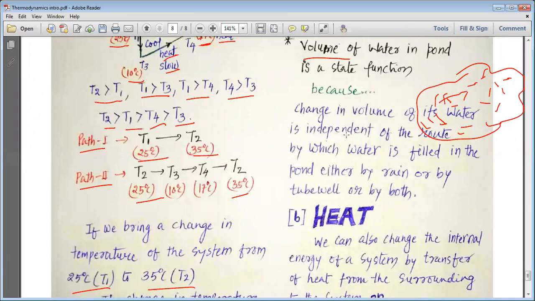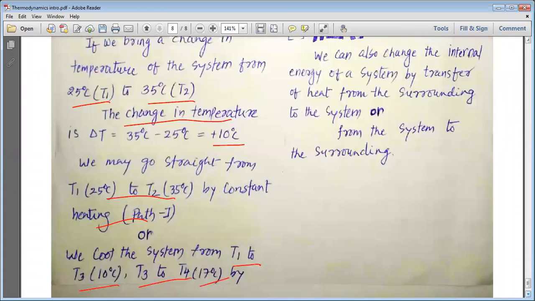Change in volume of water is independent of the route by which water is filled in the pond, either by rain, or by tube well. You can use a tube well and fill water inside the pond. But ultimately, the total volume of the pond will be filled, and this is how volume itself is also a state function. Now, my dear students, this is how we can understand the state functions very easily and very nicely. Now, let's move on and understand something more about it.